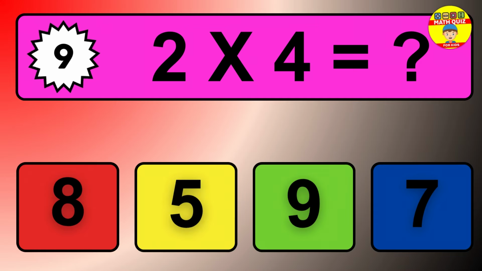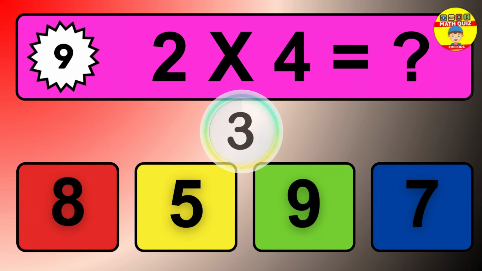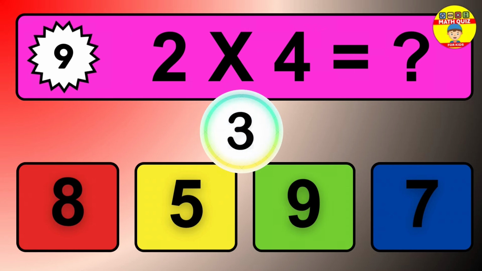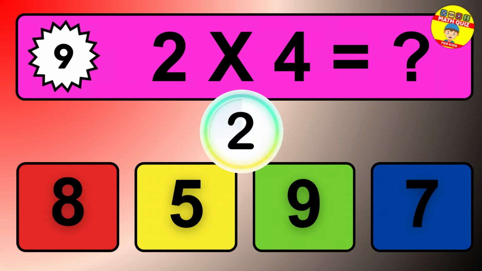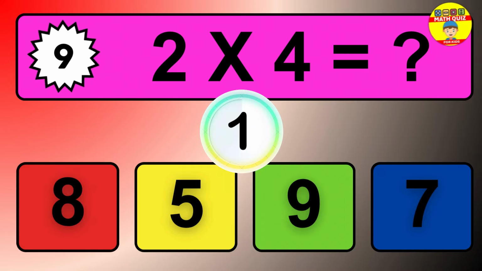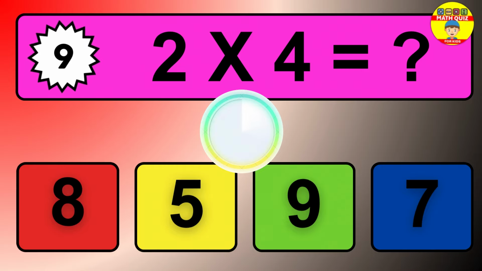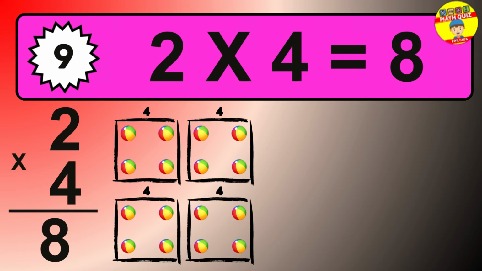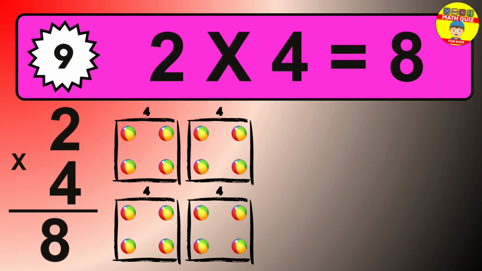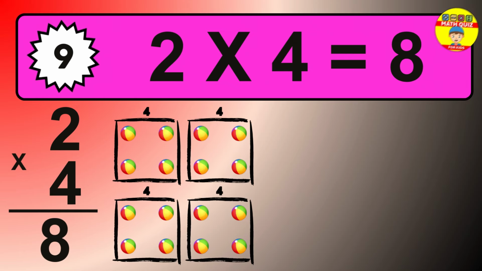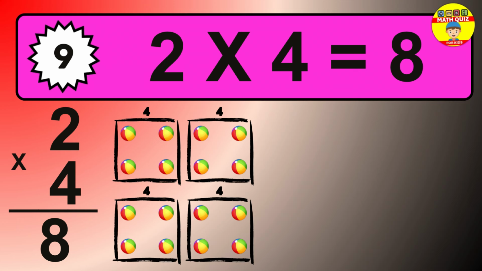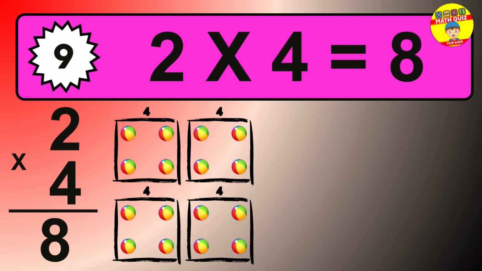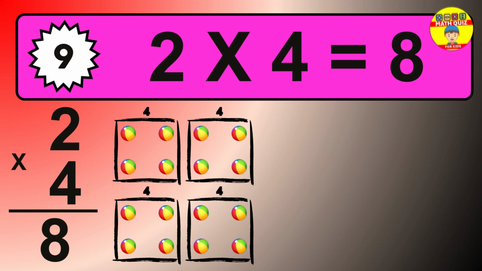Question 9. 2 times 4 equals what? 2 times 4 is 8. To calculate, we have two groups with 4 balls each one. So how many balls do we have? 8 balls.